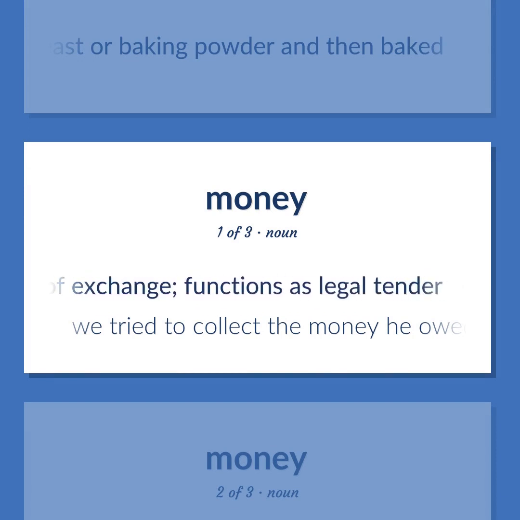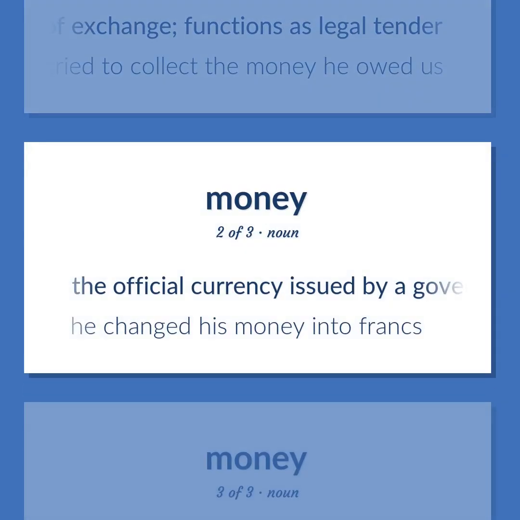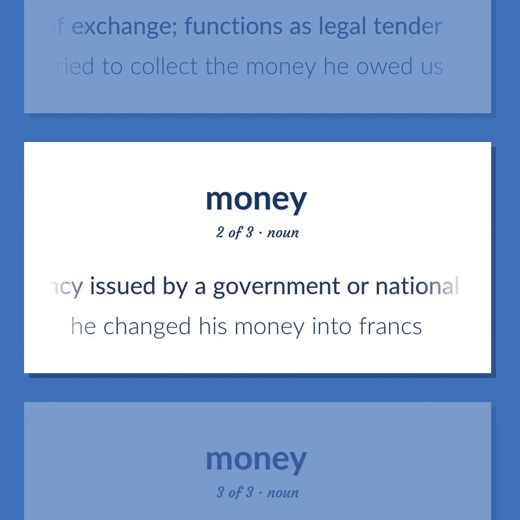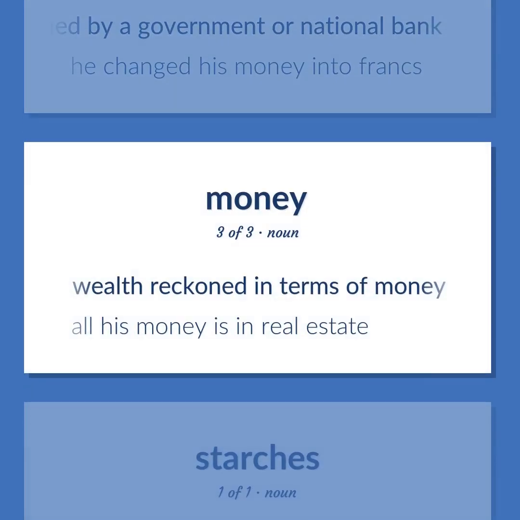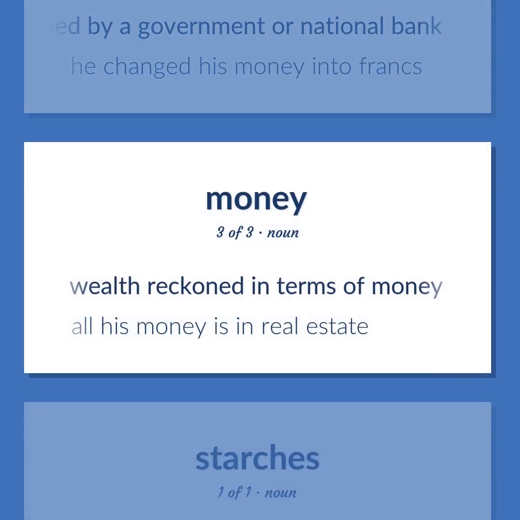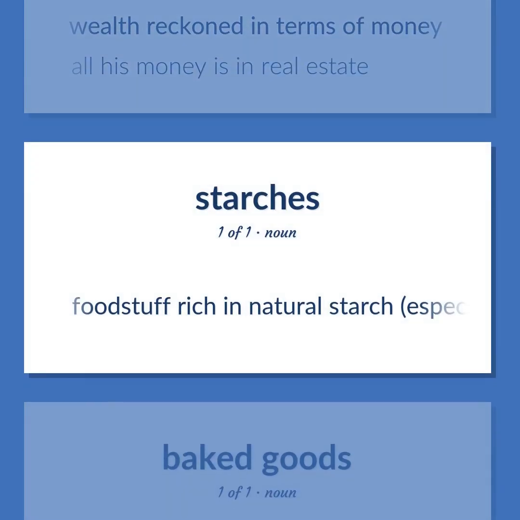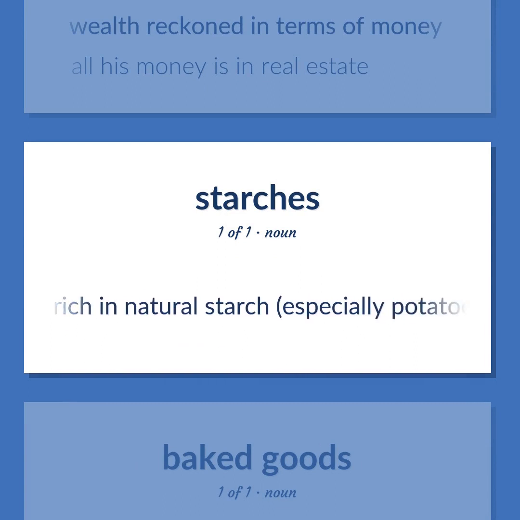We tried to collect the money he owed us. The official currency issued by a government or national bank. He changed his money into francs. Wealth reckoned in terms of money. All his money is in real estate. Foodstuff rich in natural starch, especially potatoes, rice, bread.